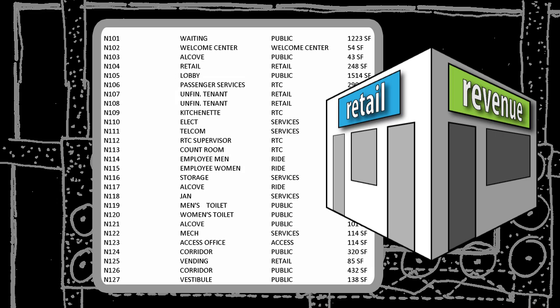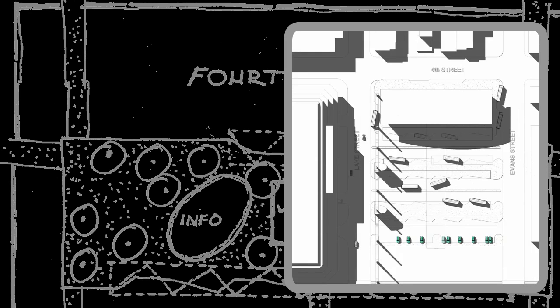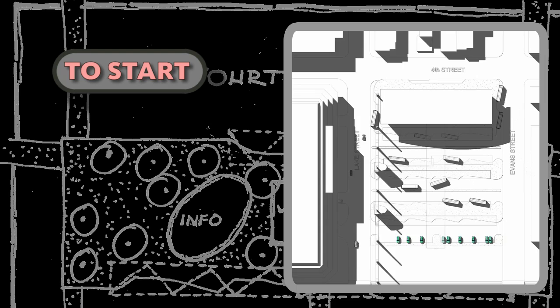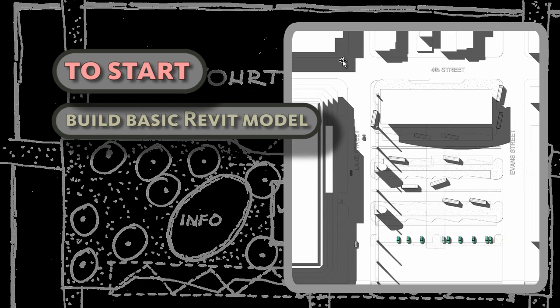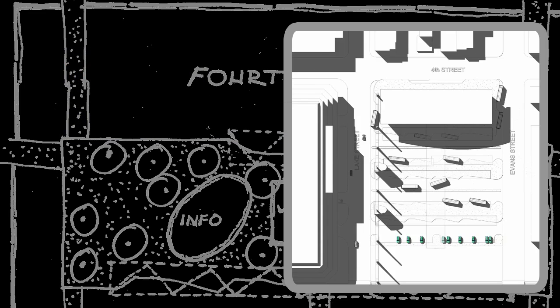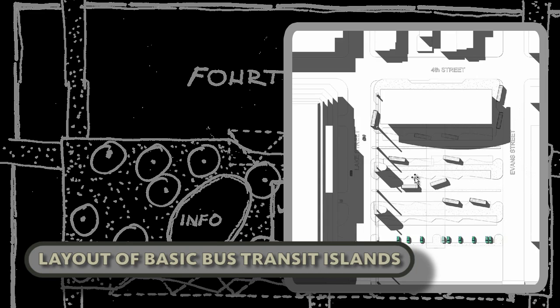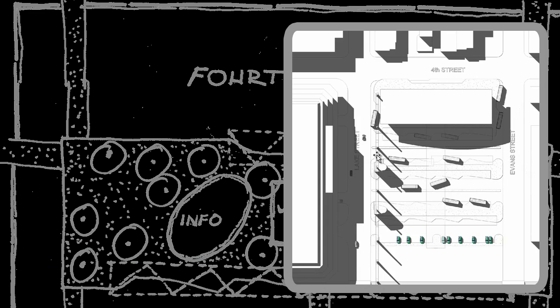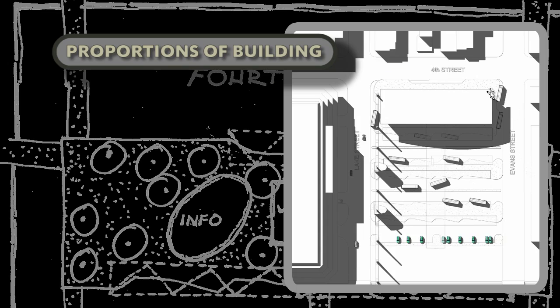So once we have an understanding of what's going on with the bus operations and with the functional needs of the program, we'll start building a very basic Revit model. This is just a massing model. We're going to show the streets, we're going to show the adjacent buildings, which is what we looked at on the Google Maps earlier. And we're going to start laying out bus transit islands. This is where the passengers are going to be, and the buses would move around these islands to pick up and drop off the passengers. And we'll also look at what type of building we are looking at, what the footprint of it is, as well as how tall it needs to be.